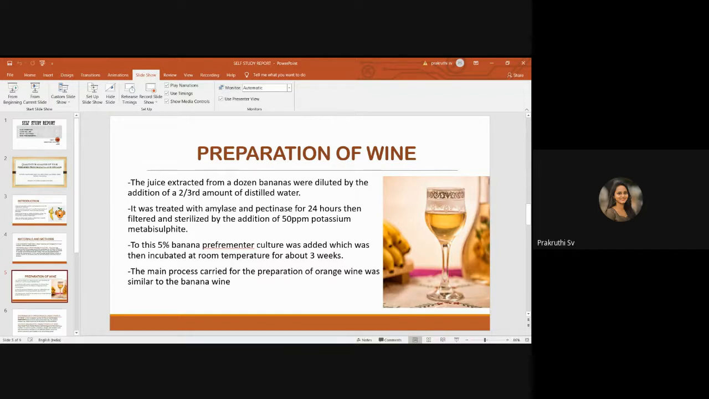It was treated with amylase and pectinase for 24 hours, then filtered and sterilized by the addition of 50 ppm potassium metabisulfite. To this, 5% banana pre-fermenter culture was added, which was then incubated at room temperature for about 3 weeks. The main process carried out for the preparation of orange wine was similar to the banana wine. However, the must was not diluted and it was treated with pectinase only.